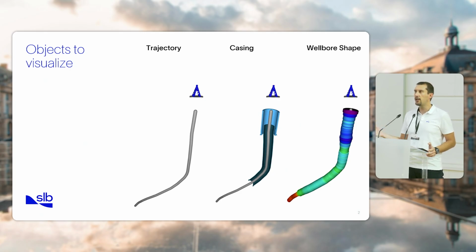This is really the shape of the hole, meaning we have a sensor, a caliper, that will measure the radius of the hole all along the trajectories. And we can visualize it with a color map and also with the shape, with variable radius circular extrusion shapes.